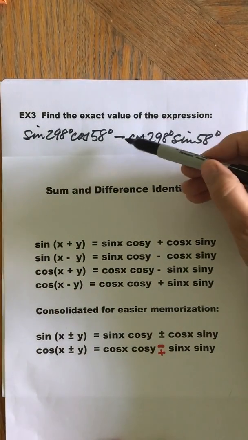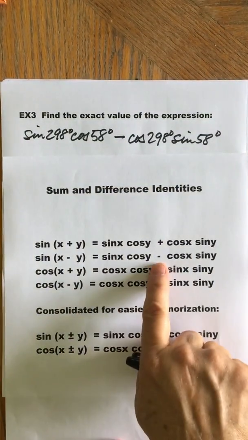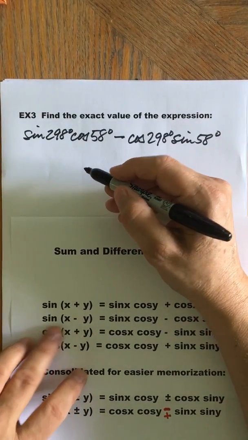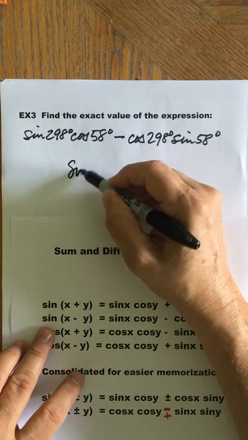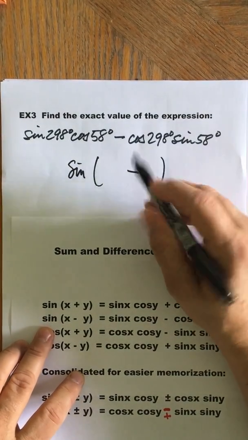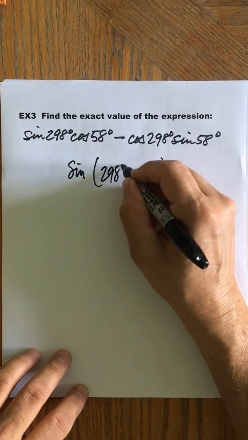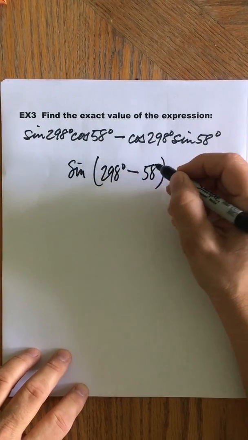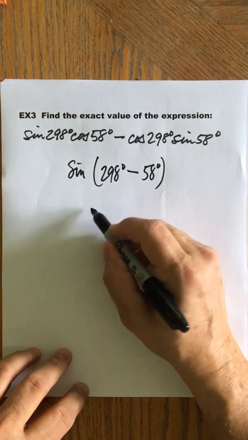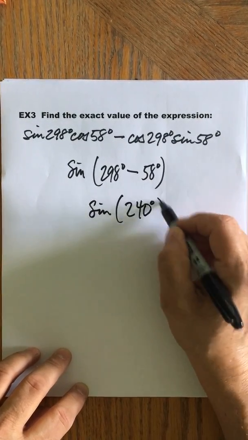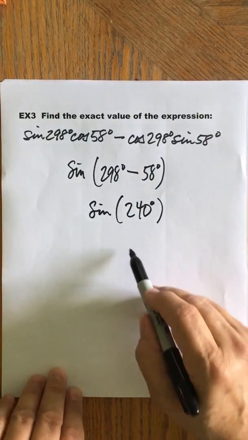And since we have a minus sign right here, we're also going to have a minus sign here for the difference of two angles for the sine. So we're going to have sine of x minus y. So I'm going to put 298 minus 58. And so now I have sine, go ahead and subtract these, of 240. And then now we just evaluate that.